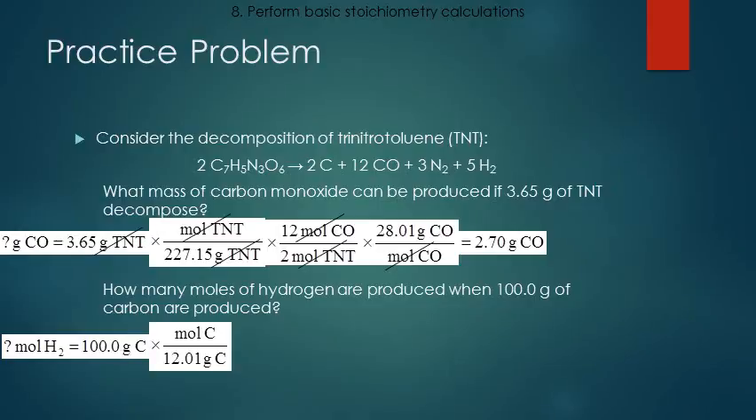So starting with 100 grams of carbon, I need to convert that into moles. As we know with stoichiometry, we always need our amount of substance in moles. So converting that to moles using the molar mass. Now I can look at my balanced equation. I can see that 5 moles of hydrogen are produced along with 2 moles of carbon. So there's my conversion factor. Notice the 2 moles of carbon go on bottom, so the moles of carbon unit will cancel.